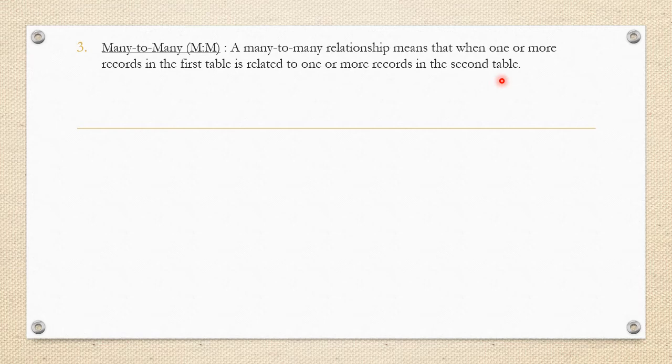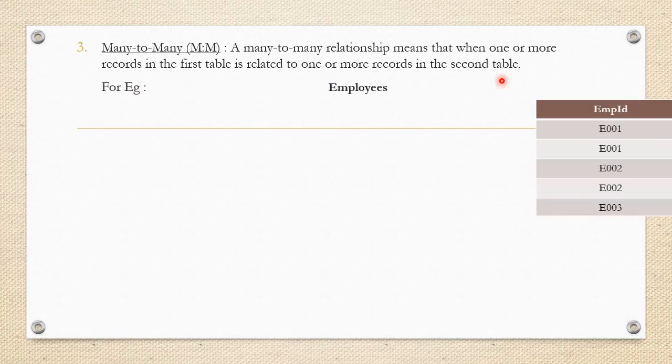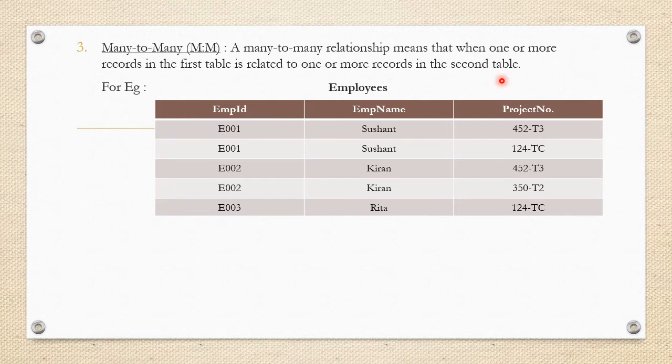Okay, that was one example. Let us see one more example for many-to-many relationship. Now see, this is one employees table. Here you can see that there are 3 attributes: employee ID, employee name and project number. Okay, so here these are all the employee IDs given. E001 is the employee ID for Sushant. Okay, Sushant is working on which project, 452T3.